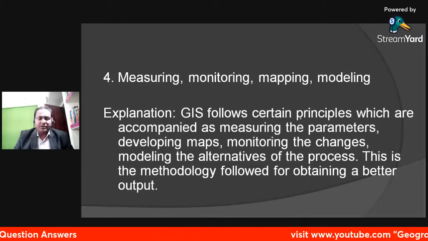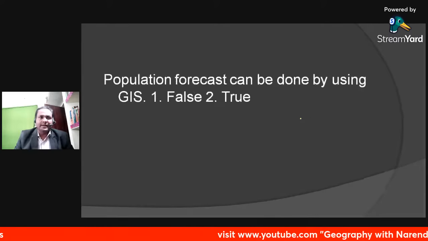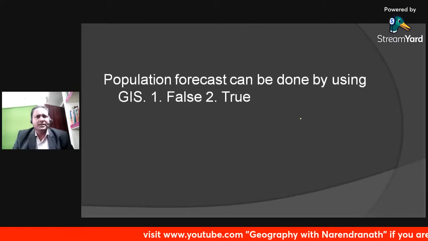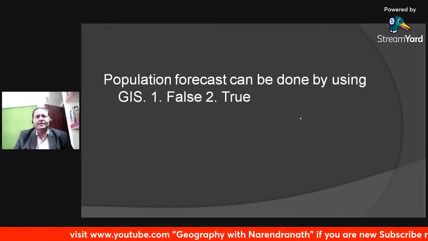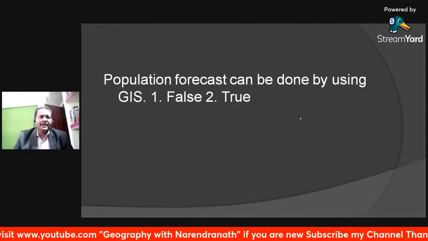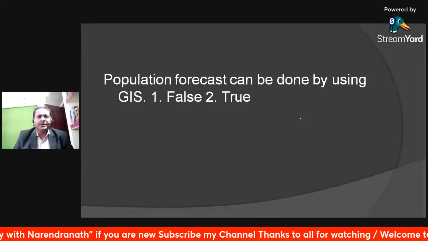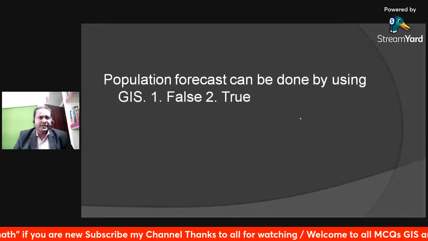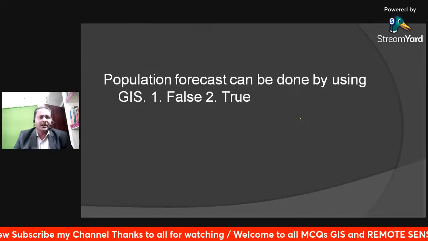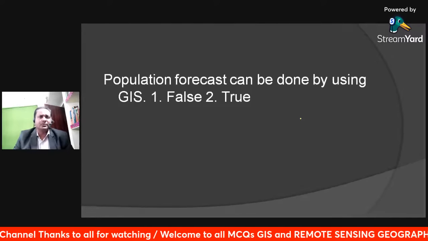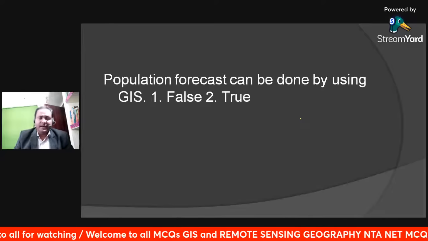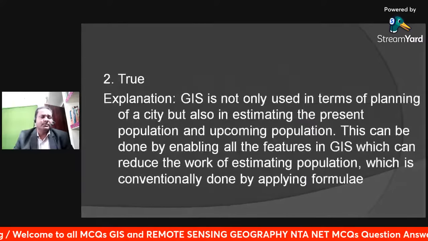And another question is very important. Population forecast can be done by using GIS. Is it false or true? It is a very important question. Population forecast can be done by using GIS. Option one is false and option two is true. So definitely it is true, basically.